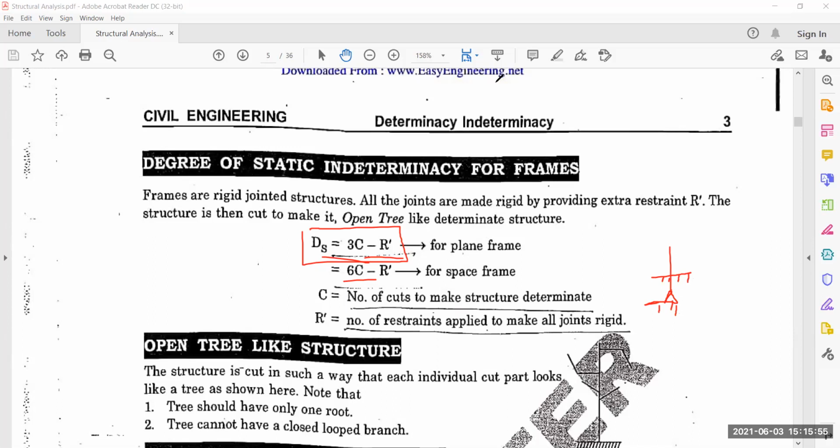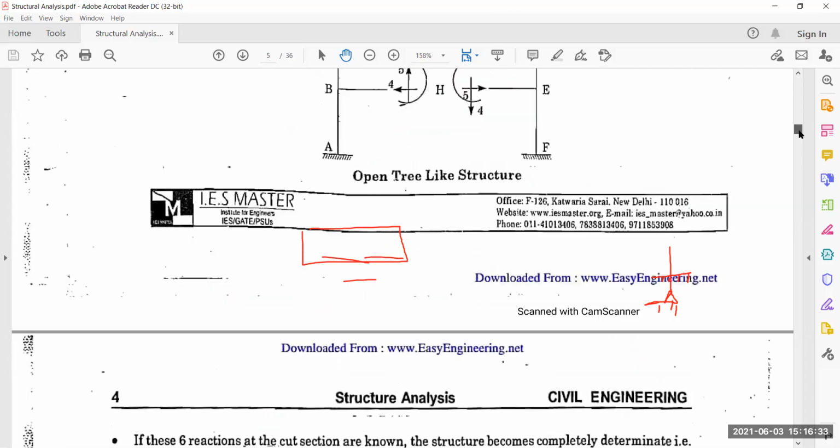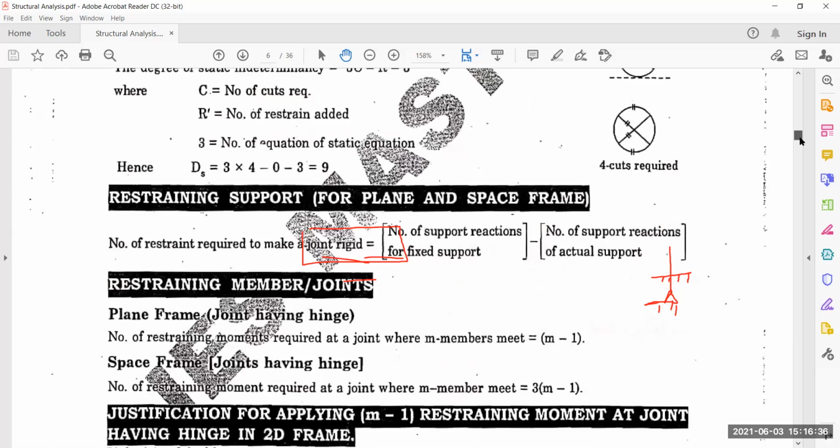Then, cutting the frame, we term it as C, and C is the number of cuts to make our structure determinate. So we count the number of C, then apply our basic formula DS is equal to 3C minus R dash. After doing so, we find DS for plane frame, and in the same manner for a 3D frame we just put 6 in place of 3, and all remaining things are the same. I also solved one or two problems on this.